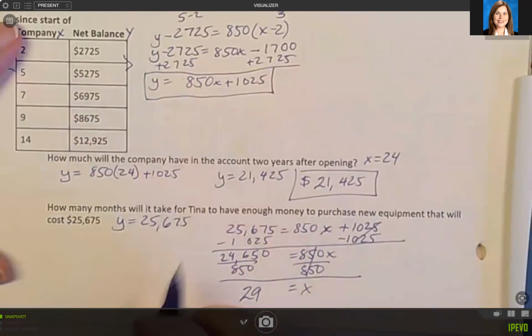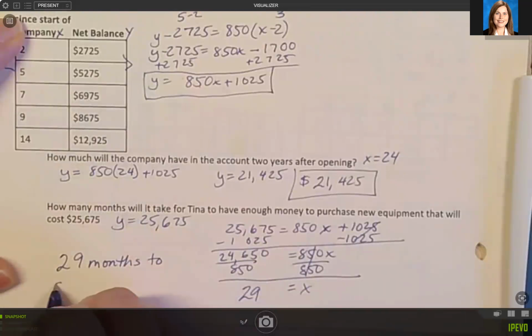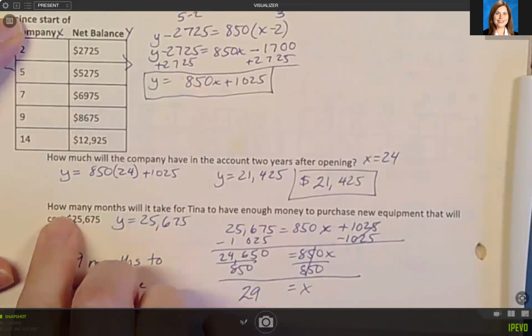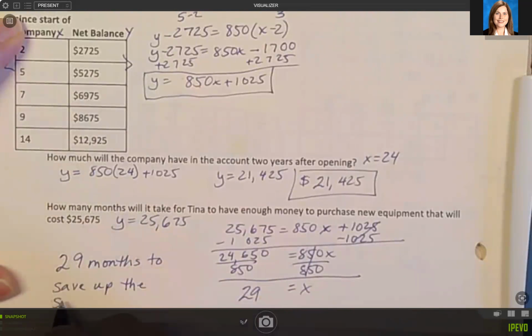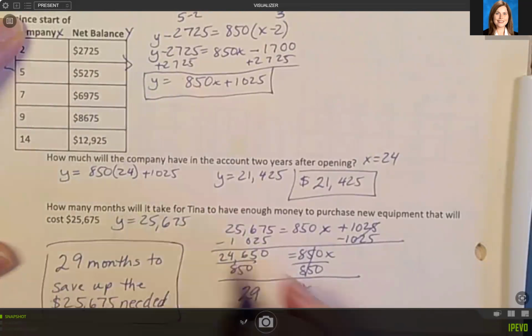So how many months will it take? It will take 29 months to save up the $25,675 needed to get that new equipment for the business.